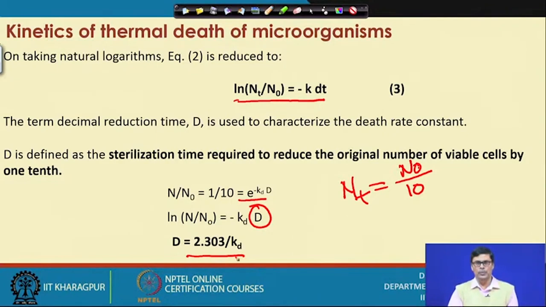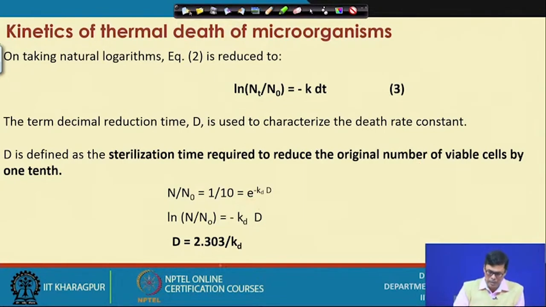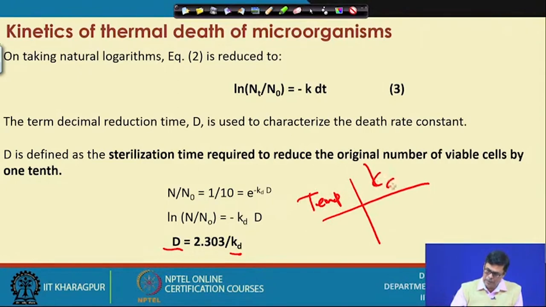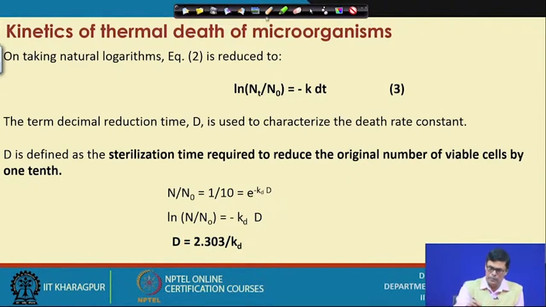So, D will be equal to 2.303 by kd. Here I want to point out that the decimal reduction time is inversely proportional to kd. That means, as your temperature increases, you will find the kd value also increases. Now, as your kd value increases, the thermal decimal reduction time will reduce significantly. And this is the advantage we use in the continuous sterilization process. I shall explain it to you later.